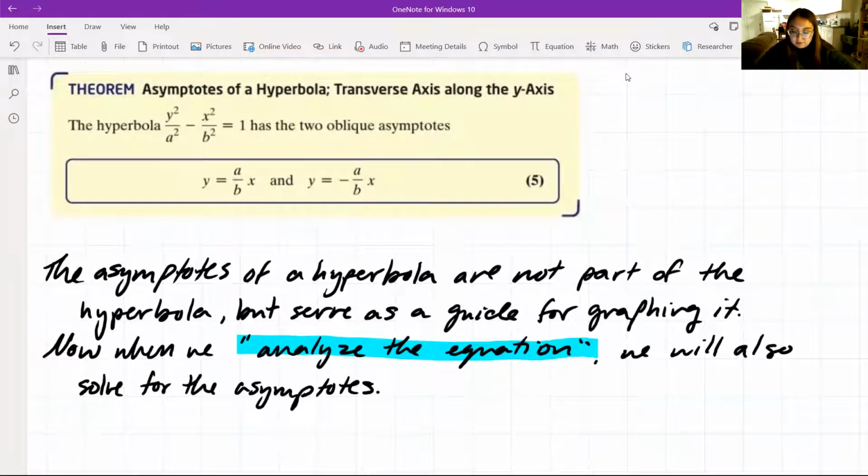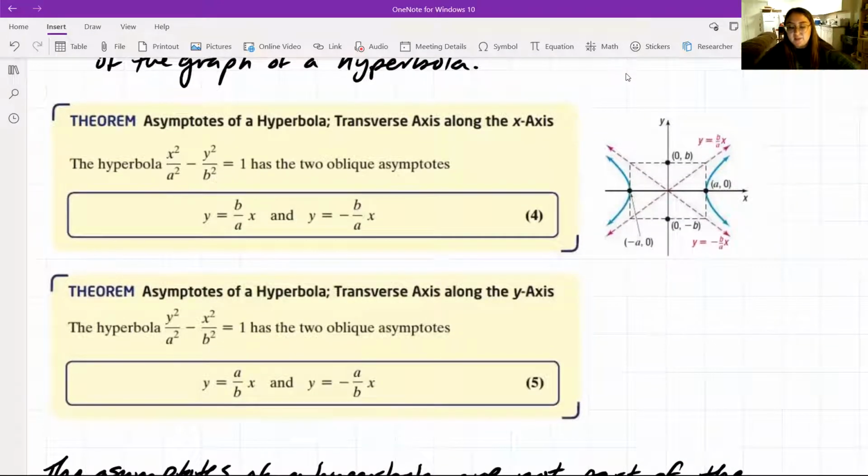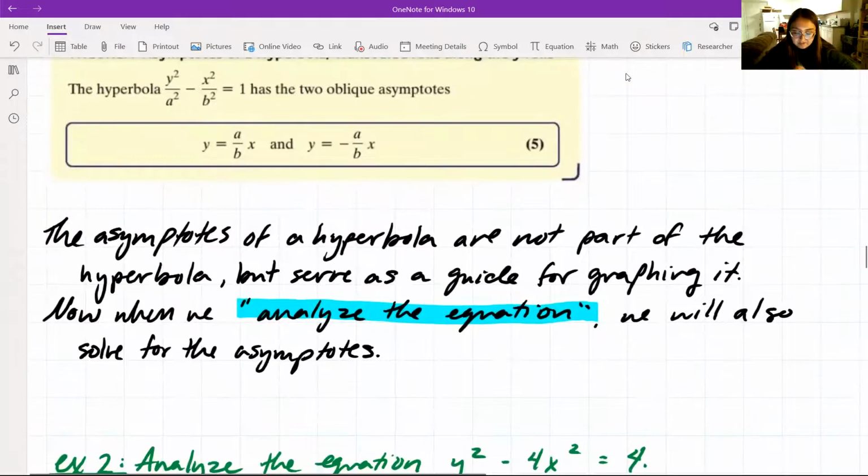The asymptotes of a hyperbola are not part of the hyperbola themselves, but they serve as a guide for graphing. They just help us figure out where to draw our branches and give us a guide of where they're going to go. So when we analyze the equation in problems, we will also be solving for asymptotes, in addition to what we were already solving for, which was the center, the transverse axis, the vertices, and the foci.